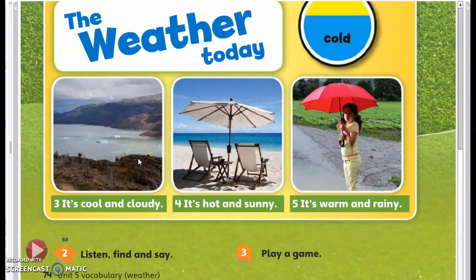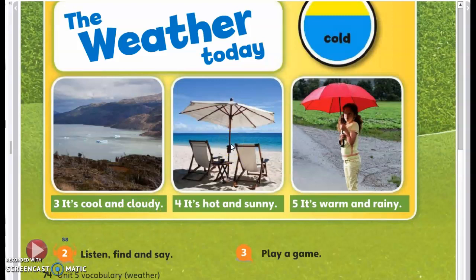Let's now talk about picture 3. Take a look at the picture. What can you see? Pause and describe it. Let's do it together now. There are clouds in the sky. We can't see the sun. And the temperature is low. So, what's the weather like? It's cool and cloudy.